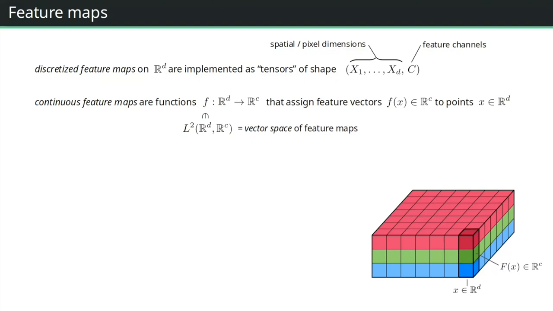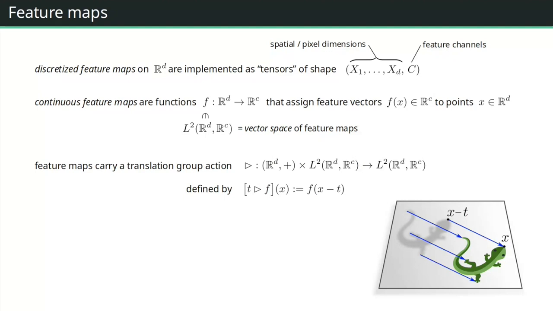So if we want to have this in continuous space, we just have a function which maps from each point in R^d to a C-dimensional feature vector. So to each point, we attach a feature vector. And just as a technical thing, we have a vector space of square integrable functions from R^d to R^C. This is our vector space of feature maps.